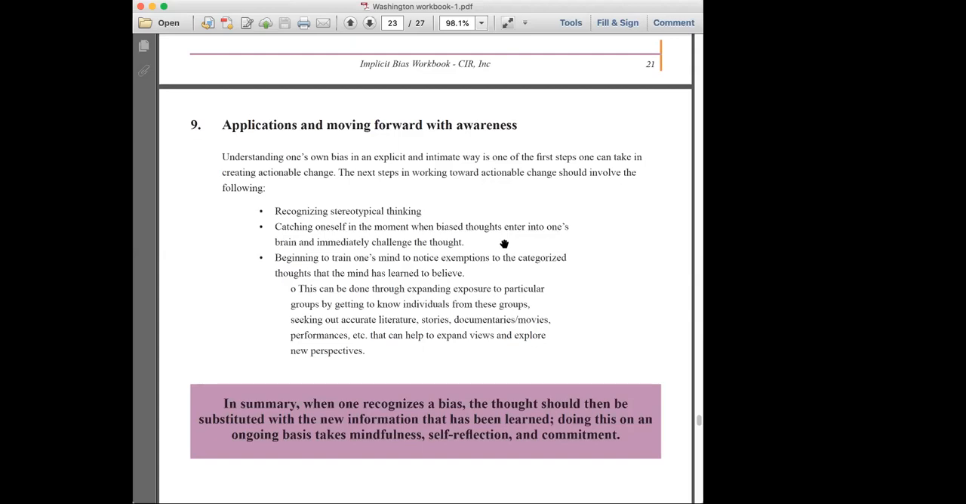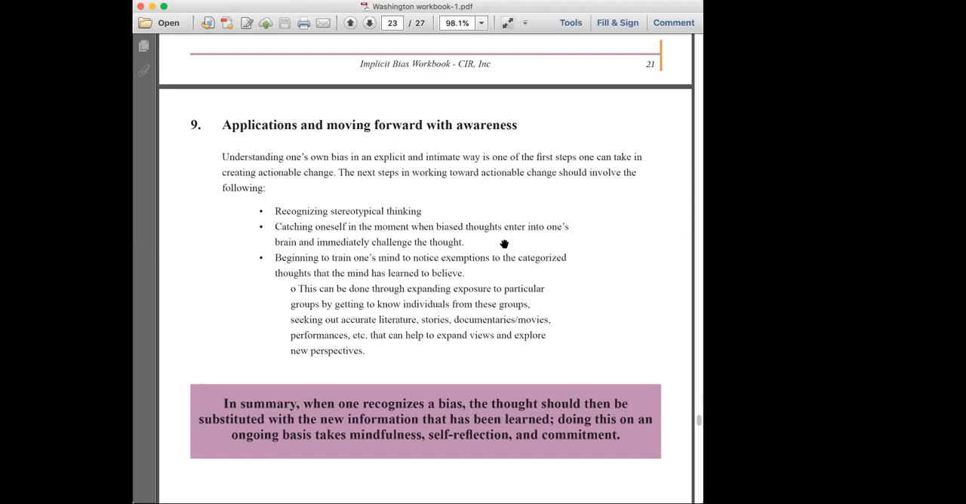And then, as an important step after you challenge that thought, it's about replacing that thought. Maybe what you've learned through this workbook exploration is that there are parts of you that need more exposure to other identity groups. Maybe you need to do more education for yourself around other groups of people. The more that you can educate yourself, the more that you can grow and expand, the easier it becomes to replace these biased thought patterns that sometimes creep into our heads without us even realizing it.